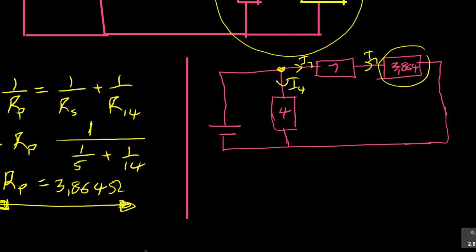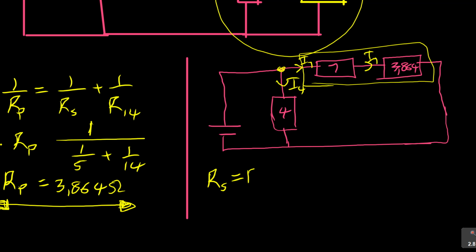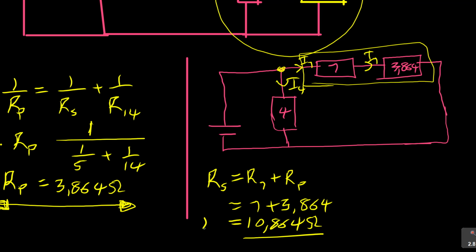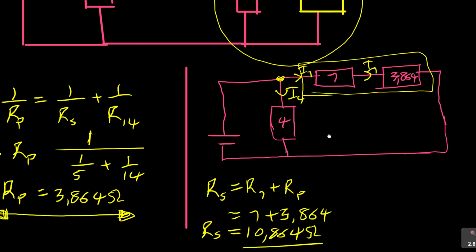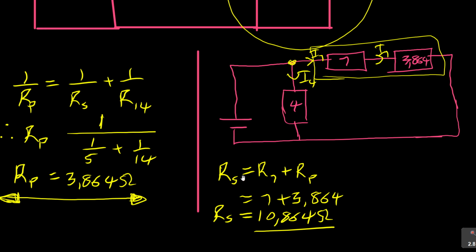So here, the good part is you can now focus on the series first, which will be your RS is equal to R7 plus that RP that we got, which is 7 plus 3,864. Do you see that? And then you get, I think, 10,864 ohms. Are you with me? That's your RS here. Remember, you're continuing, so some of it may start confusing, but as long as you're following the right working out, they will pick it up from here. Just make sure that you are neat with your work.